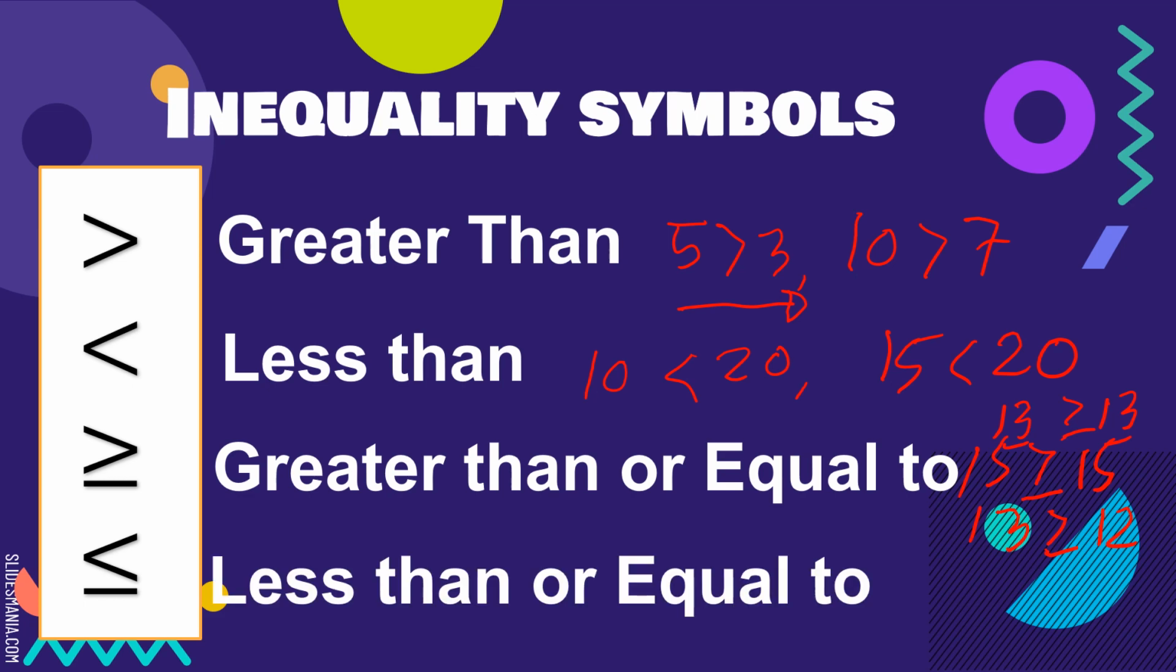The last symbol is we have here less than or equal to. It has a similar property to the previous. We just have to use the reverse rule for that. So we have here 13 is less than or equal to 20. That is true, and this is also acceptable. 13 is less than or equal to 13.